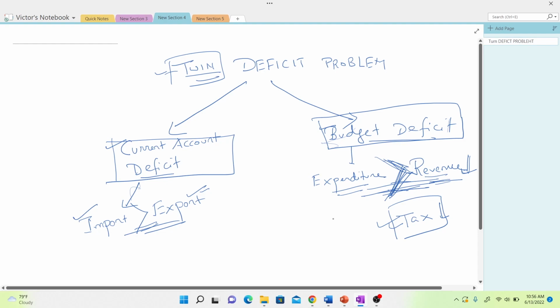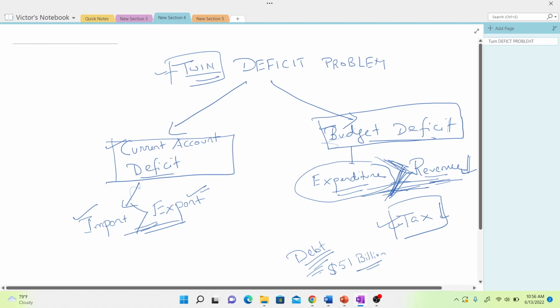When the gap increases, what happens? Where do you get the money to fund your expenditure? Taking debt. And Sri Lanka has taken an enormous amount of debt. I think I told you that Sri Lanka right now owes around $51 billion of foreign debt. Okay, so Sri Lanka started taking debt.